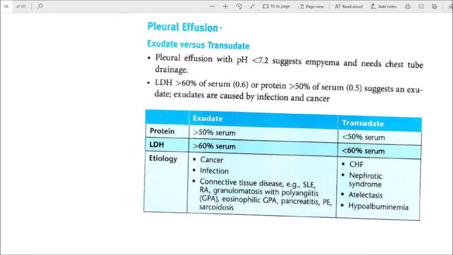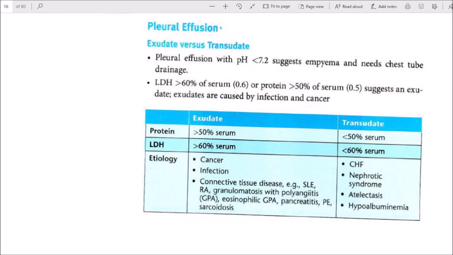Pleural fluid: exudate versus transudate. Pleural fluid with pH less than 7.2 suggests empyema and needs tube drainage. LDH greater than 60% of serum, or protein greater than 50% of serum (0.5), suggests an exudate. Exudates are caused by infection and cancer.